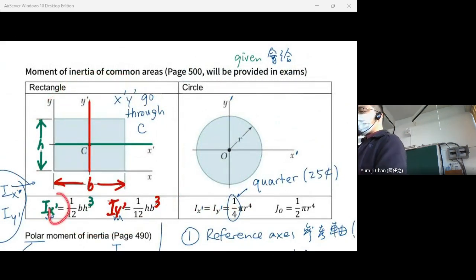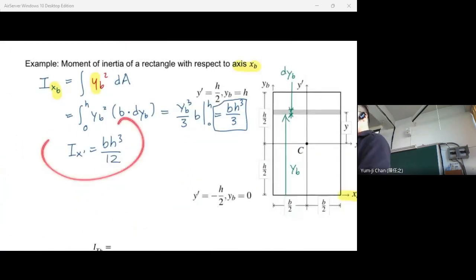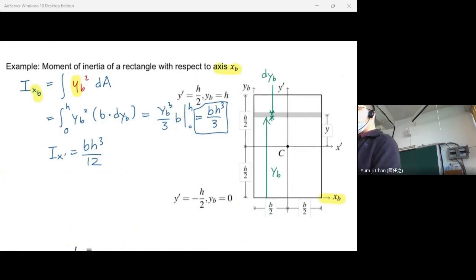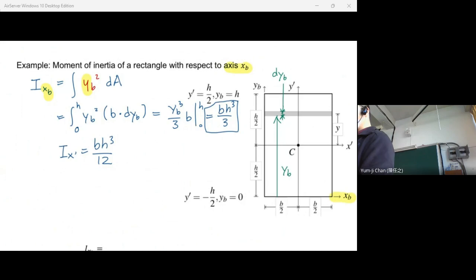Remember, this x prime means centroidal axis. Now, so are these two related? Remember, this Ix prime means this axis, and the distance is y prime. The distance of this area to axis x prime is y prime. Please make this mark here. So are these two related?